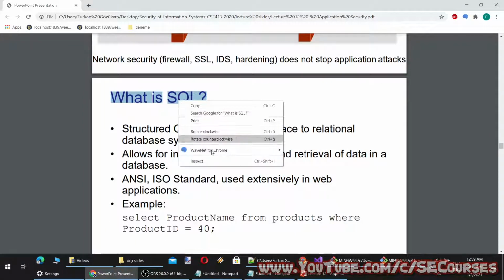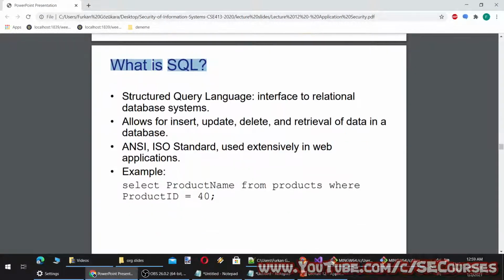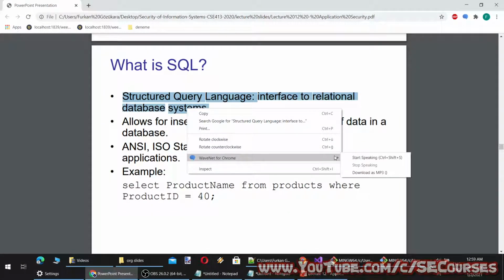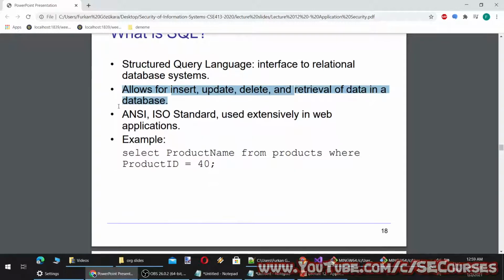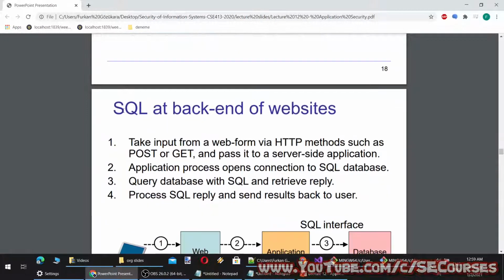Okay, and what is SQL? Structured Query Language, an interface to relational database systems. It allows for insert, update, delete, and retrieval of data in a database. It is an ANSI, ISO standard, used extensively in web applications. Example: select product name from products where product ID equals 40. Okay.